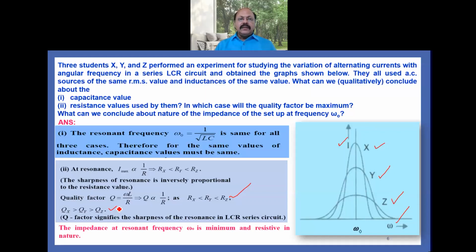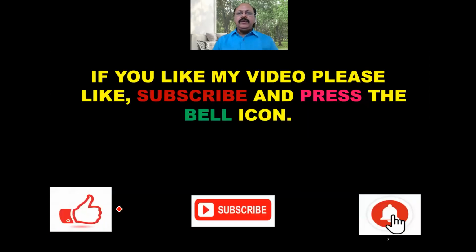Now the last part, what can we conclude about the nature of impedance of the setup at angular frequency omega naught? So the impedance at resonant frequency, that is omega naught, is minimum, and at that time the impedance is equal to resistance R. So the circuit is resistive in nature. So the impedance is minimum and the circuit is resistive in nature. So this is about that conceptual problem.